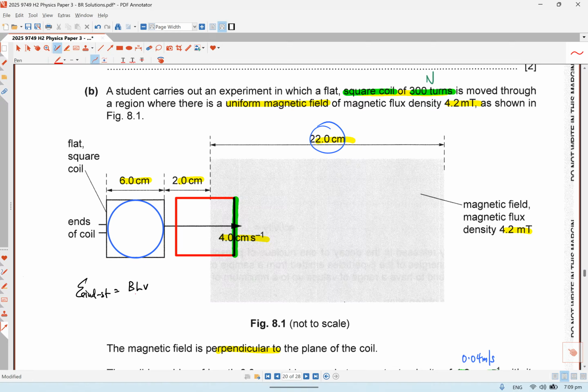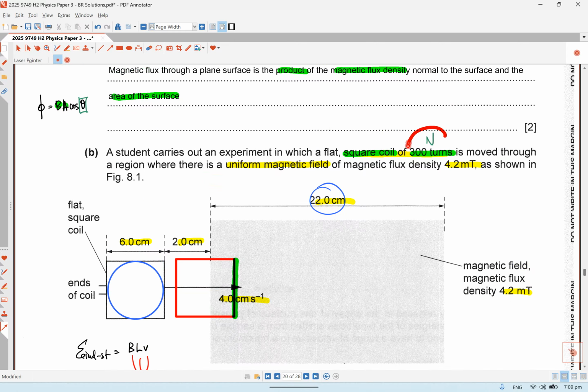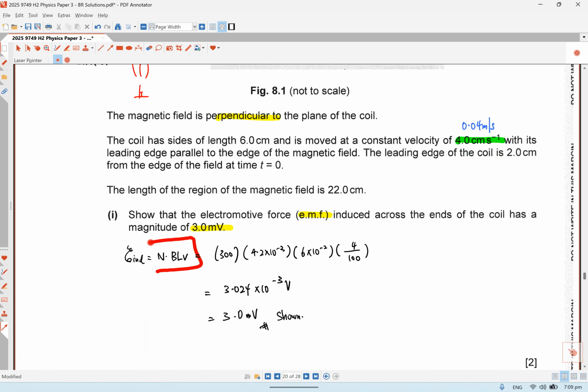And for you to use these equations, these three quantities must be all perpendicular to one another. So B field is perpendicular. It could be into the page or out of the page, doesn't matter. Your length is perpendicular to the speed, and that is again perpendicular to the magnetic field. So you can simply use this equation. But this is only for one rod, one conductor. Now, don't forget, you have 300 rods, 300 turns. So the equation I'm going to use is BLV multiplied by N. Convert everything into SI units, you will get your answer.